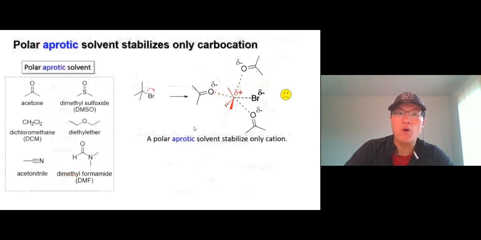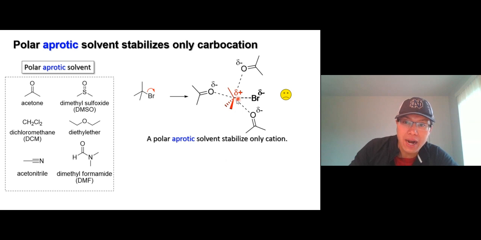Now, what if we use an aprotic solvent? Why not an aprotic solvent? Well, a polar aprotic solvent can stabilize only the cation, which is right here. So bromine leaves, you are about to get a carbocation right here, and they can use oxygen to stabilize this semi-carbocation, but they cannot stabilize bromide. Some of you may ask, hey, hold on, this acetone also has a partially positive carbon, so it should be able to stabilize bromide. Yes, but it cannot because of the steric hindrance of the two methyl groups right here. It cannot stabilize bromide effectively.